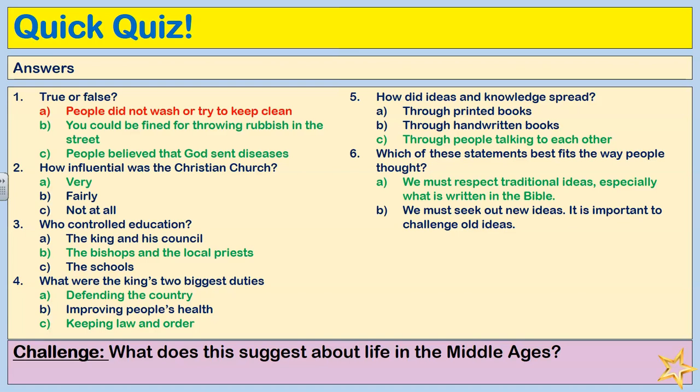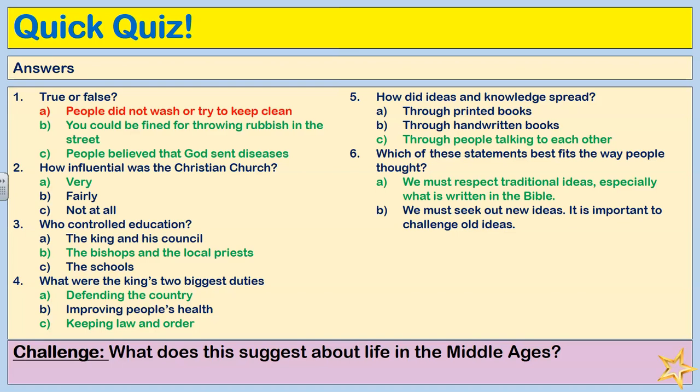Question number 2, the Christian church was A, very influential. Question number 3, it was B, the bishops and the local priests who controlled education. Question number 4. The king's 2 biggest duties are A, defending the country, and C, keeping law and order. Improving people's health was not very high on his checklist at all.